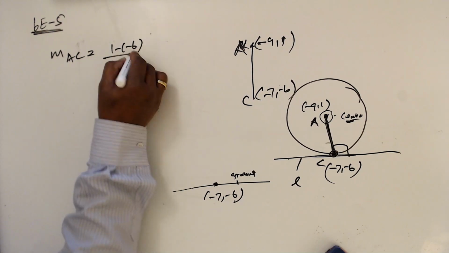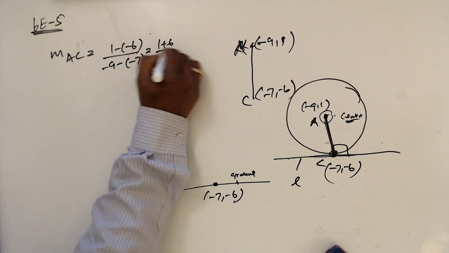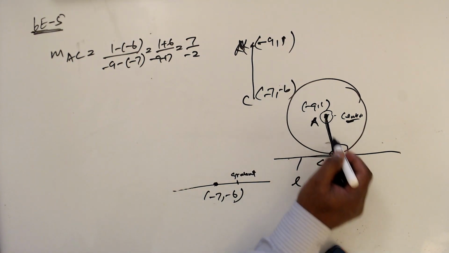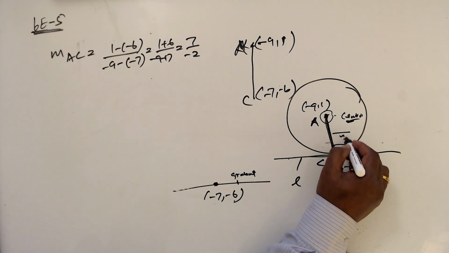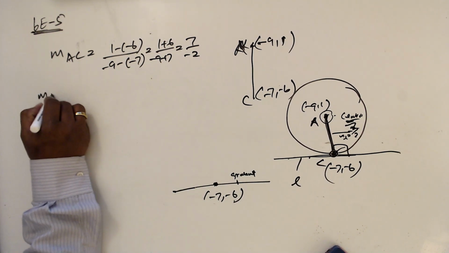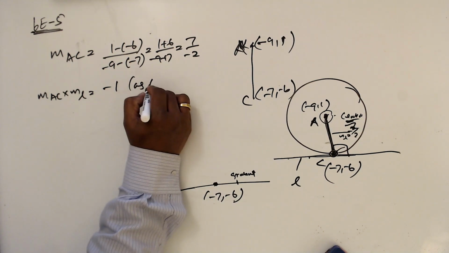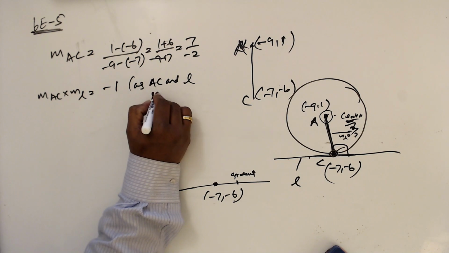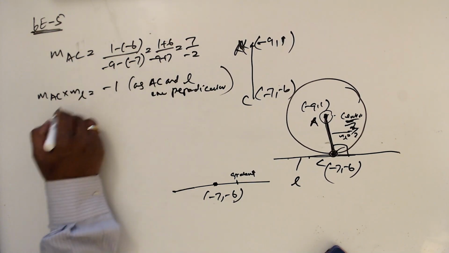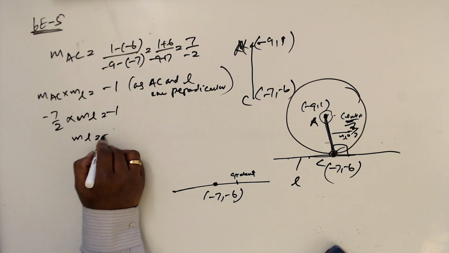1 minus -6 divided by, y1 minus y2 divided by x1 minus x2. This is going to be 1 plus 6, over -9 plus 7, 7 over -2. Now I know this gradient. This gradient is the MAC, -7 over 2. Then I can find the gradient of L. MAC times ML has to be -1 because AC and L are perpendicular. Then MAC is -7 over 2 times ML is -1. ML equals 2 over 7.